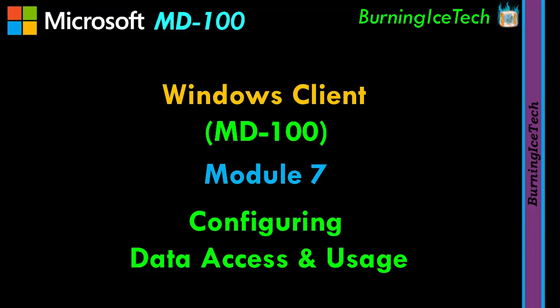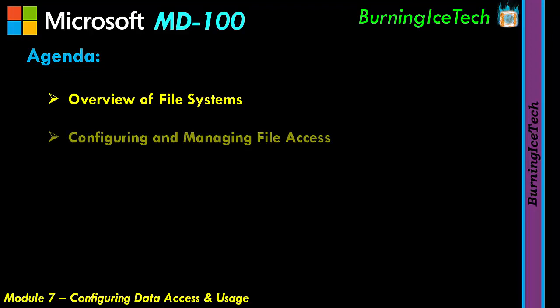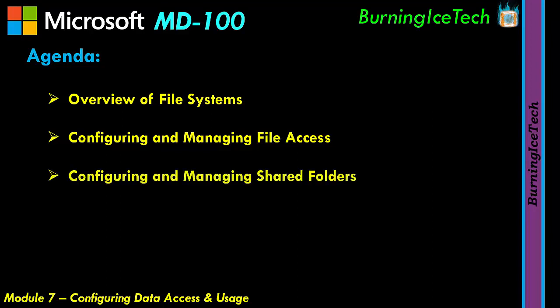Today's video is configuring data access and usage. As for the main sections in Module 7, the first thing we'll be talking about is an overview of file systems. So what are they, the various kinds we get, their benefits, their drawbacks, that kind of stuff. The second main section will be configuring and managing file access, basically NTFS permissions and that kind of stuff. And the third section will be configuring and managing shared folders. For the most part, that's going to be about sharing permissions and that kind of stuff.